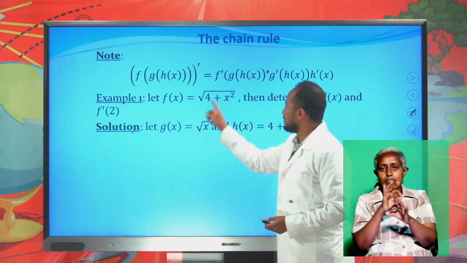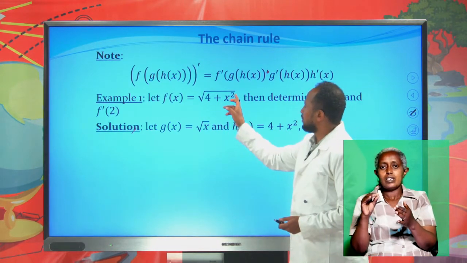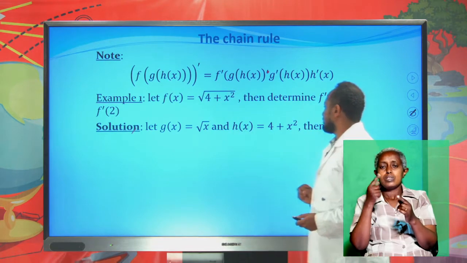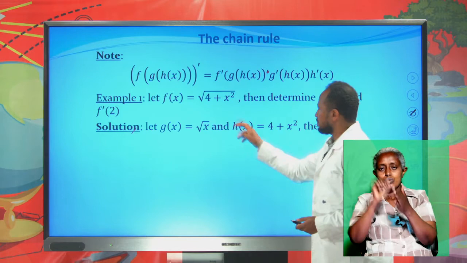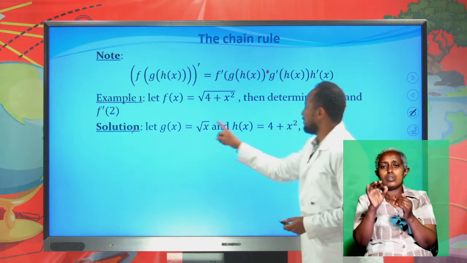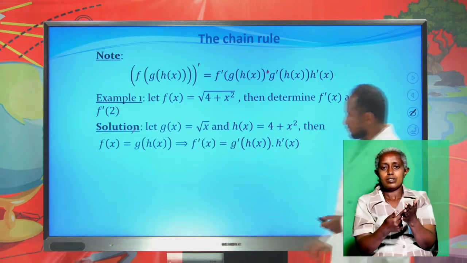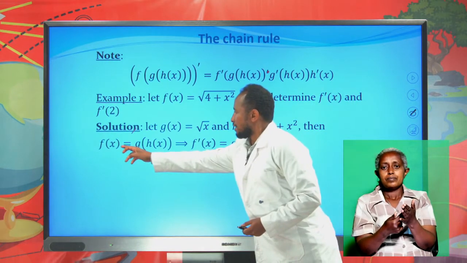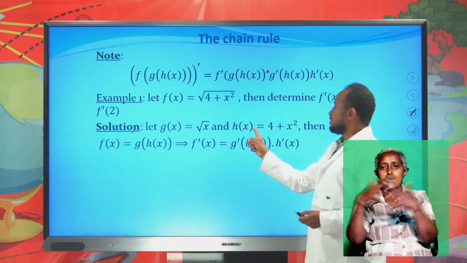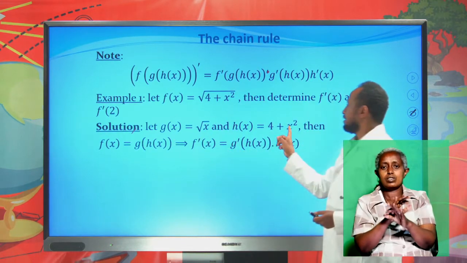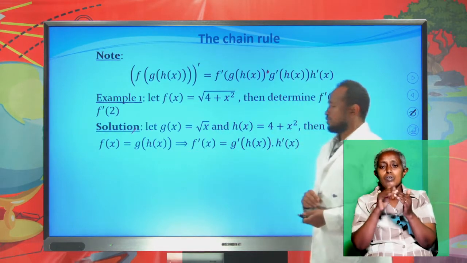So assume g of x to be the square root of x and h of x to be the internal function, 4 plus x squared. When you compose these two, you get this one. So g of h of x gives you this. Therefore, our f of x, the given function, will be the composition of these two functions, g of x and h of x. So f of x is equal to g of h of x.